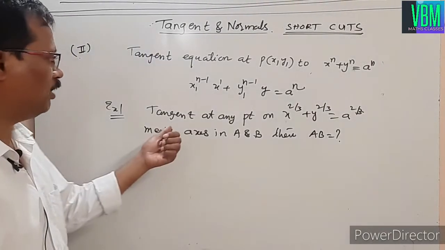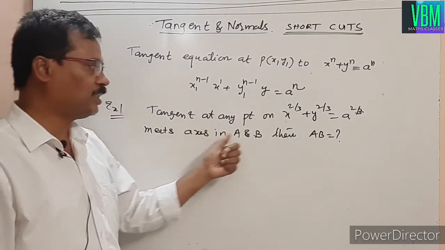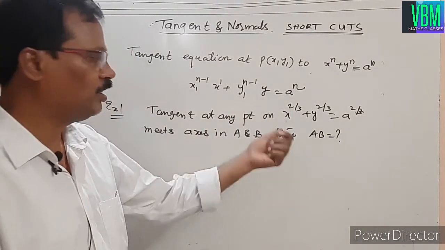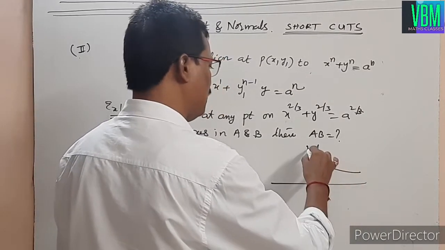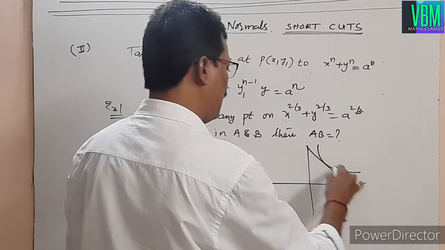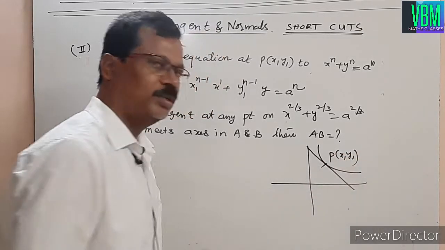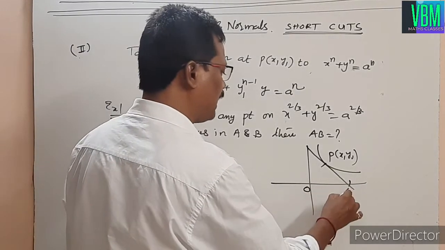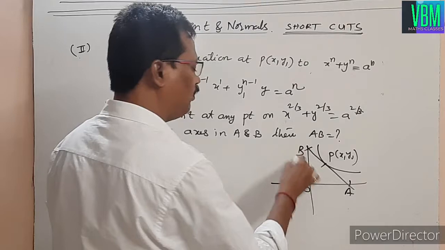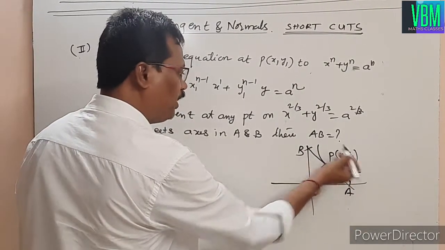Now see the example. Tangent at any point on this meets the axes in A and B, then what is the length AB? This curve we are drawing like this, tangent at any point. I am taking the point P(x1, y1). Now the tangent meets the axes in A and B. Then what is the length AB? Now what is the tangent equation at P(x1, y1)?